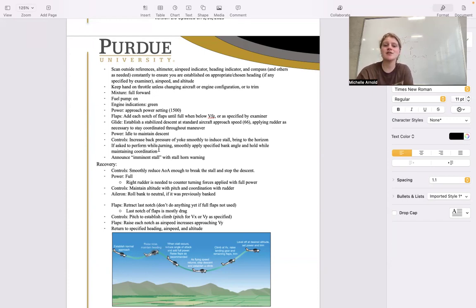And you might be asked to perform this while turning to simulate stalling on a base to final or a downwind to base. If you are asked to do that, after you bring the nose up, you can start a smooth turn.